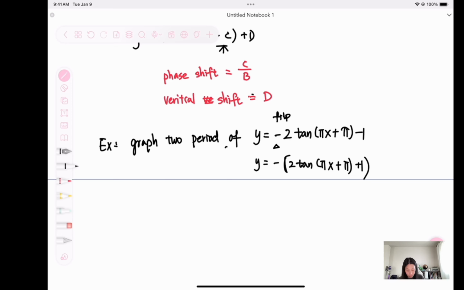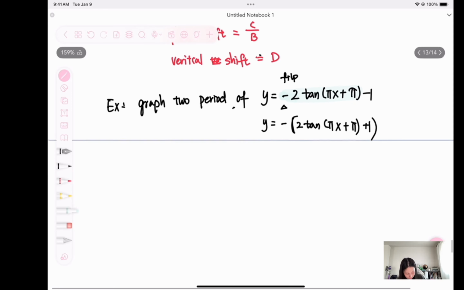The other way to do it is to solve this part first. The first term is to find out what the graph looks like for 2 times tangent of (pi x plus pi), and then later you minus 1, that gives you a vertical shift. So either one works. I'm going to work on the first one.